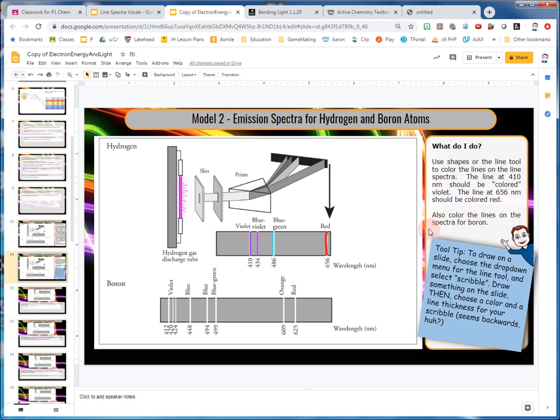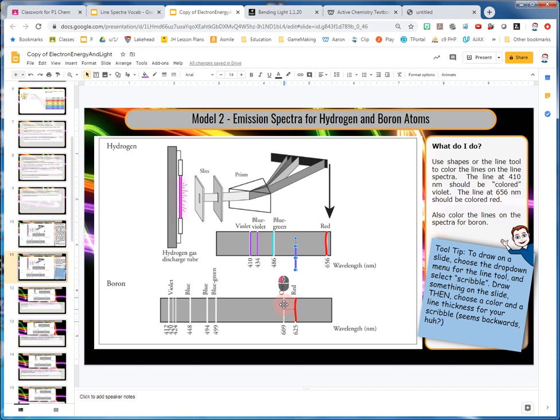Also color the lines on the spectra for boron. Oh, crud. Alright, well. Control copy, Control V. Even though these are different reds, I don't really care. So this is 656 nanometer red, and this is 625 nanometer red. They're different reds, but your eye probably can't even pick that up.